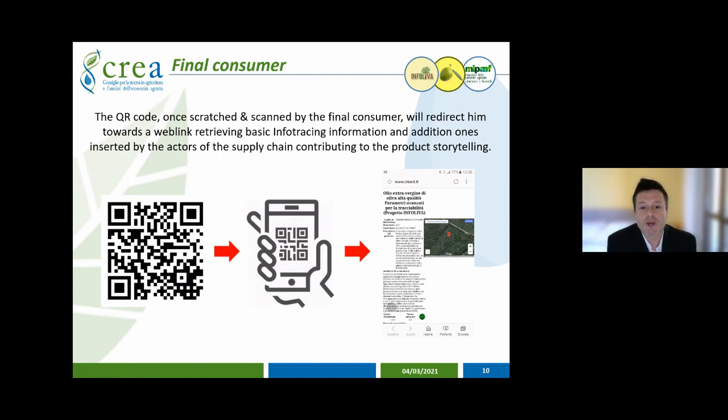So what can the consumer do at home? After scratching, they can read it with a smartphone, since all smartphones have a specific app and QR code reader included, and can then be redirected to a website where they can read all the storytelling about the product, can even get in contact with producers, and have a set of facilities which enable a lot of possibilities.